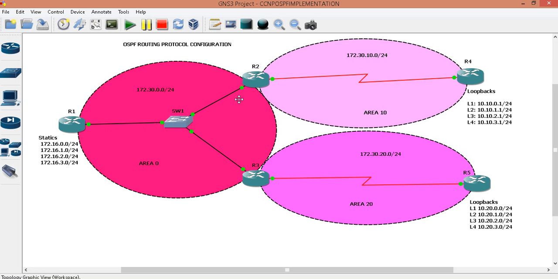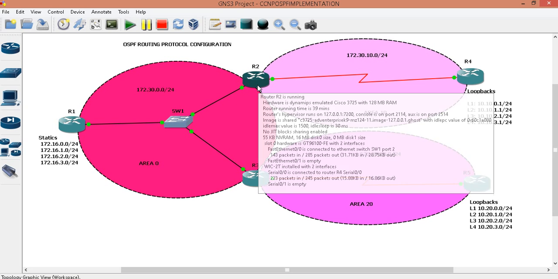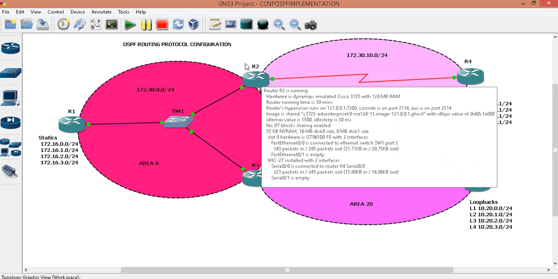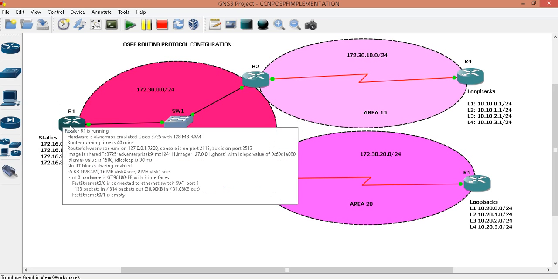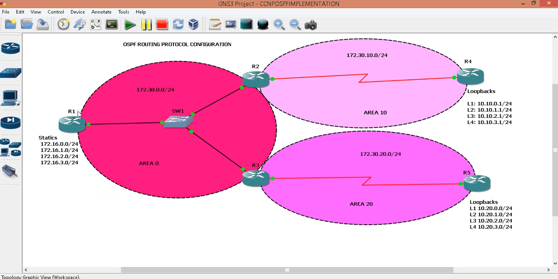Redistribution is always different when you are dealing with an ASBR. This is the area border router. We still manage this router, so the way we configure redistribution on this, or in summary or whatever, will be totally different from our configuration on router 1, because it is an ASBR. It is the router that is standing between our network and the outer network. Here you can have RIP, you can have EIGRP, you can have BGP.